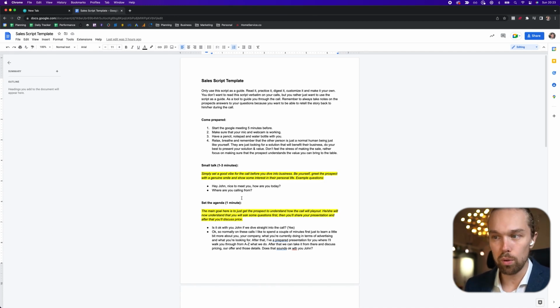After the 1 to 3 minutes, you go to the next step, and that is to set the agenda. The main goal here is to get the prospect to understand how the call will play out. He or she will now understand that you will ask some questions first, then you will share your presentation, and after that you will discuss the price and your offer.